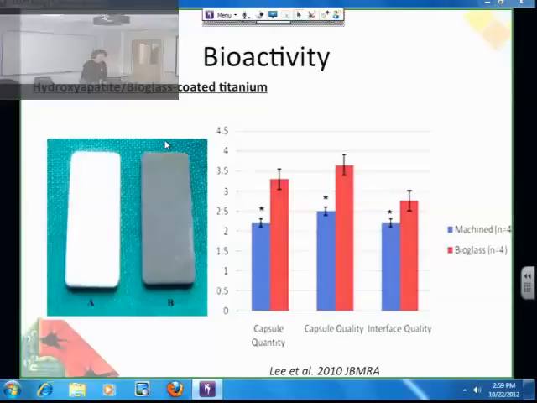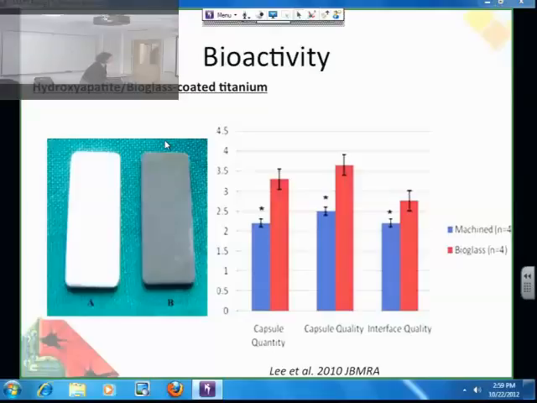Okay, something else you might want to do to control the inflammatory response is bioactivity and a surface coating that might make a material more bioactive. So these are pictures of titanium plates that are either left uncoated or coated with hydroxyapatite and a bioglass coating.